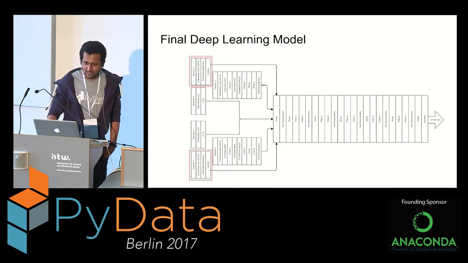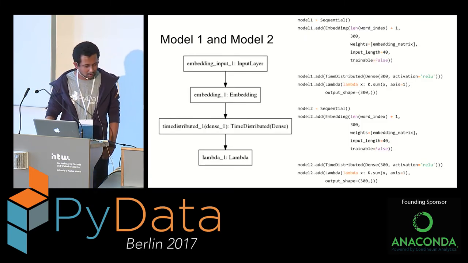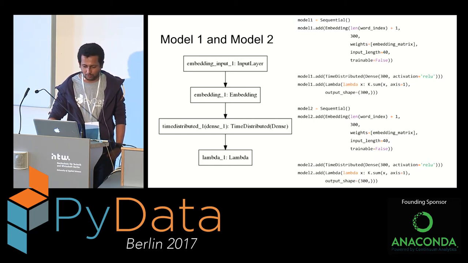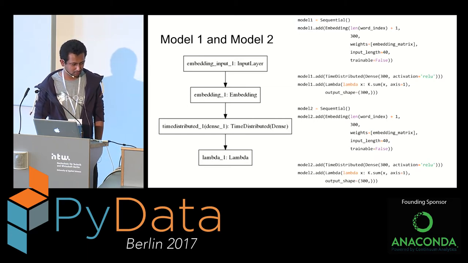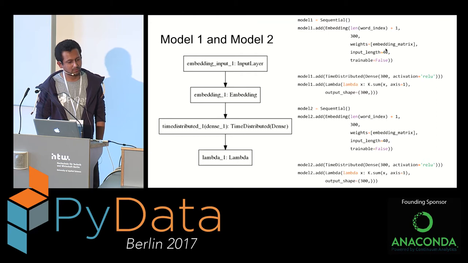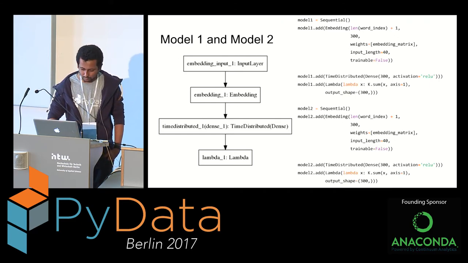So starting with model one and model two, these are my time distributed dense layers on both of them, both the questions. So we have the embedding layer here, initializing it with the GloVe vector weights, and the input length is 40 as previously, and it's non-trainable. And it outputs a 300 dimension vector. And similarly for the second model.